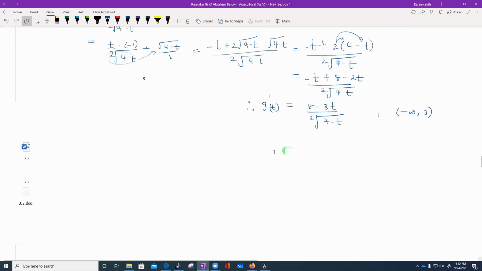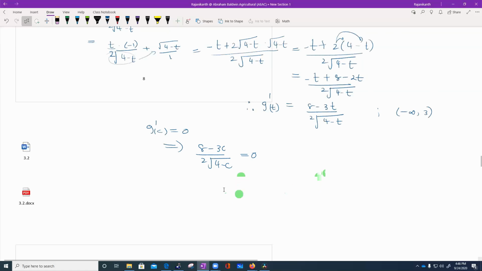Okay. Now, so far I found only the derivative. So to find the critical number, you have to set your derivative to 0, right? And you have to replace t by c, because you are finding the c value. So take your function, simply replace the letter t by c and set it to 0. This is my g prime t function, simply here replace by c and set it to 0. So this will give you what? 8 minus 3c over 2 square root of 4 minus c, that is 0.